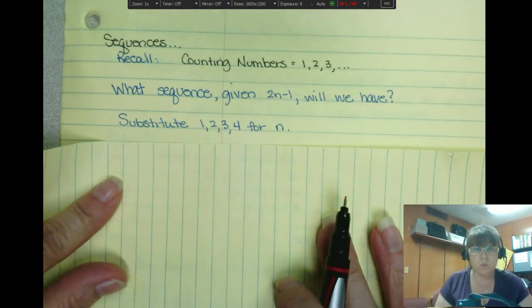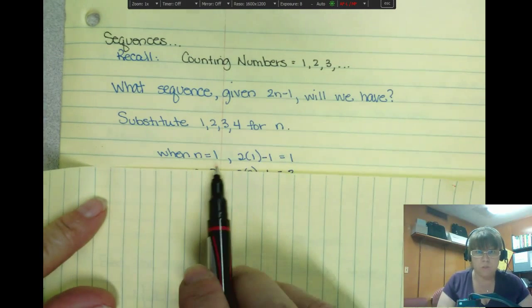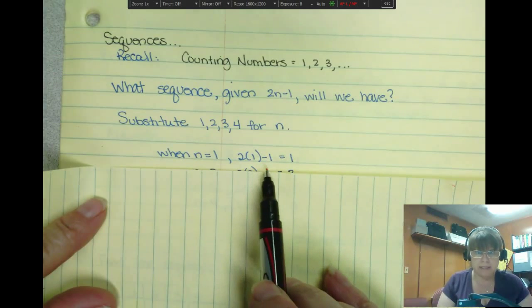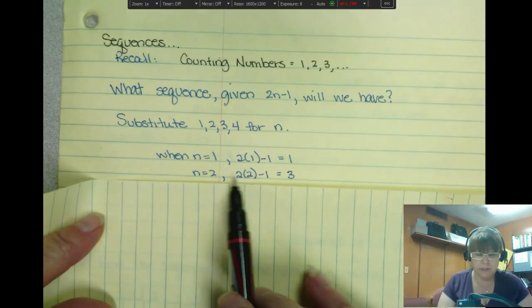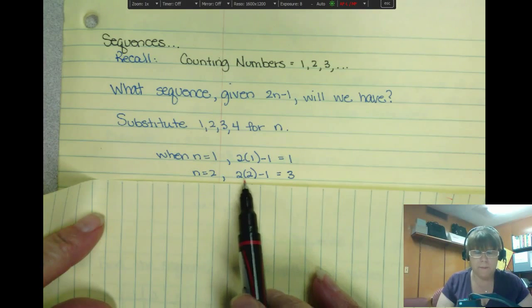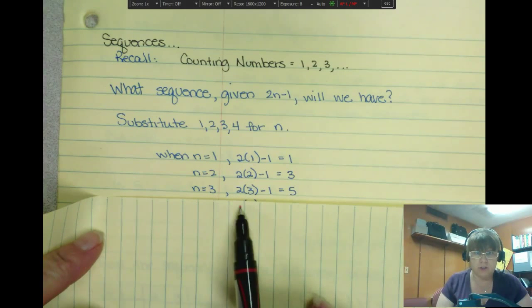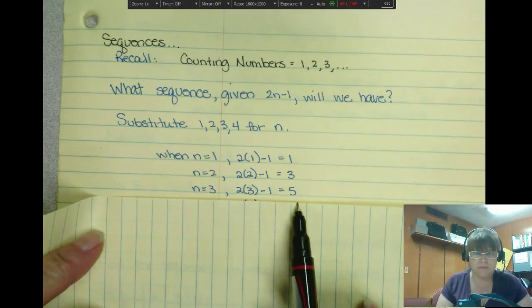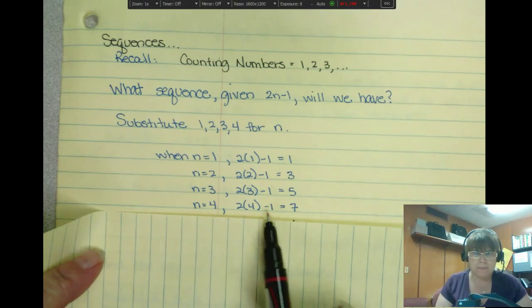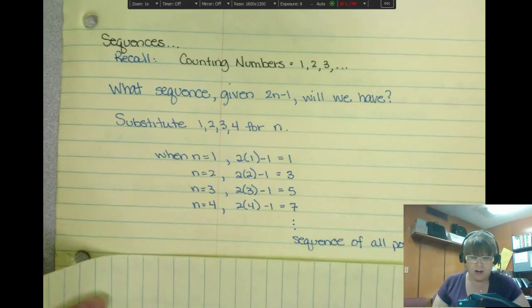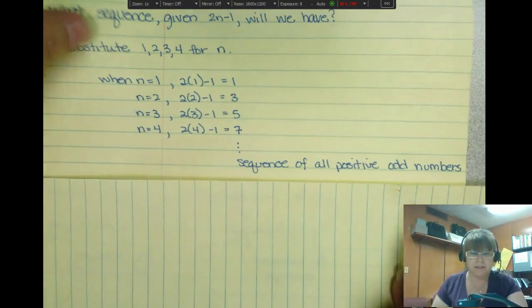So let's substitute 1, 2, 3, 4 for n. When n is 1, it's 2 times 1 minus 1, which is 1. When n is 2, 2 times 2 is 4, minus 1 is 3. When n is 3, 2 times 3 is 6, minus 1 is 5. When n is 4, 2 times 4 is 8, minus 1 is 7. Our sequence is all positive odd numbers.